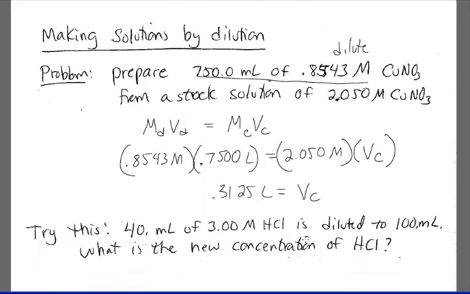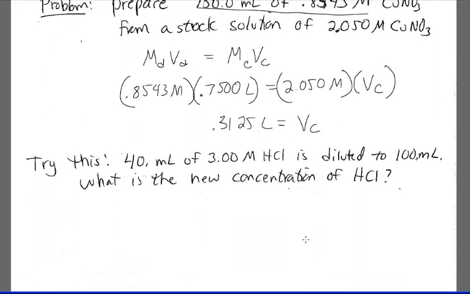All right, try one for yourself. This time you're solving for a different variable. 40 milliliters of 3.00 molar HCl is diluted to 100 milliliters. What's the new concentration of HCl? Go ahead and stop the video and try that.